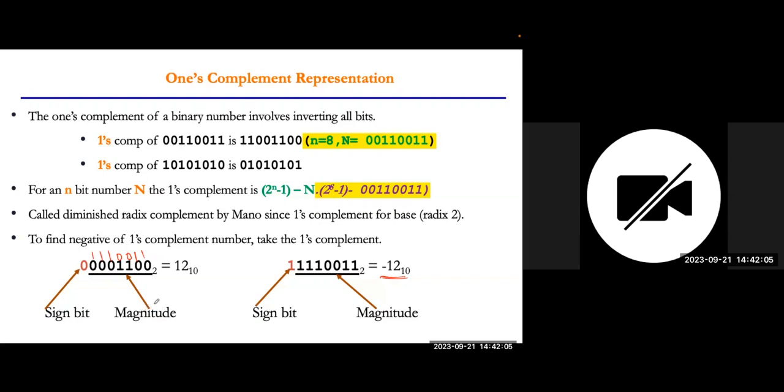Yes, for ones complement, you are correct, Molana. Signed magnitude also represents negative numbers, and ones complement also represents negative numbers. The only difference is in the negative number representation in ones complement: the sign bit is kept as 1 and the remaining bits of the actual 12 value are inverted, from zeros to 1. So these magnitude bits are inverted so that it will represent minus 12.